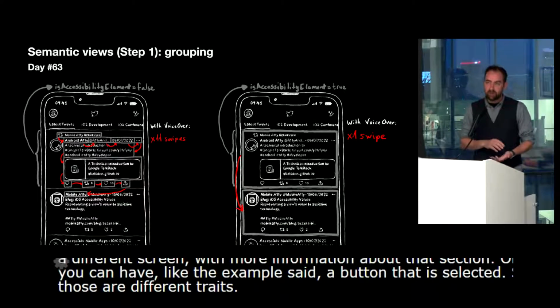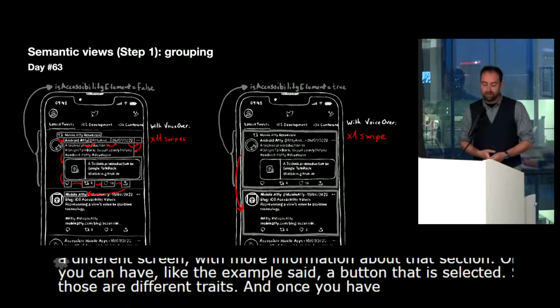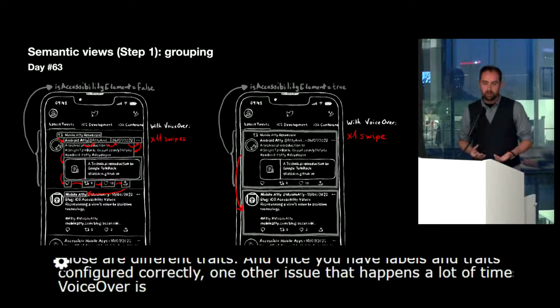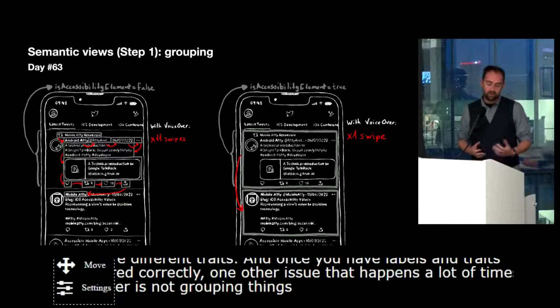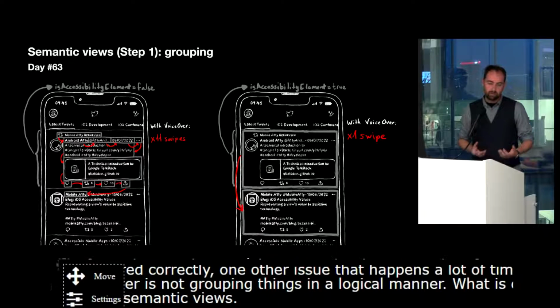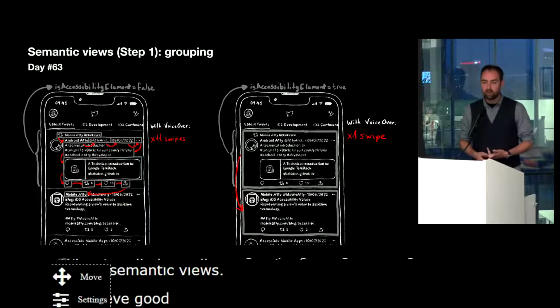And once you have labels and traits configured correctly, one other issue that happens a lot of times in VoiceOver is not grouping things in a logical manner, what is called usually semantic views. And to achieve good semantic views, there's 3 steps. The first one is grouping.